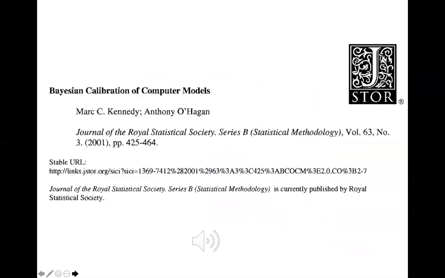Now, the idea of emulation isn't new. Groundbreaking work has been done by Tony O'Hagan and his group, and here is one of his seminal papers on this topic.